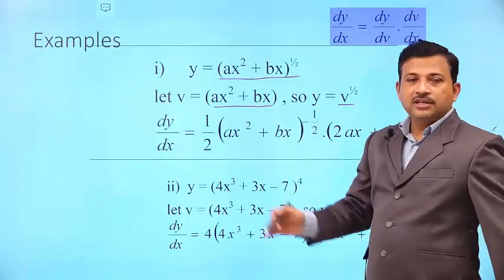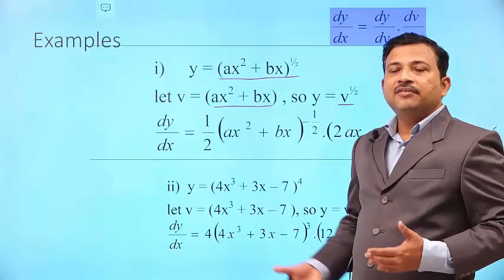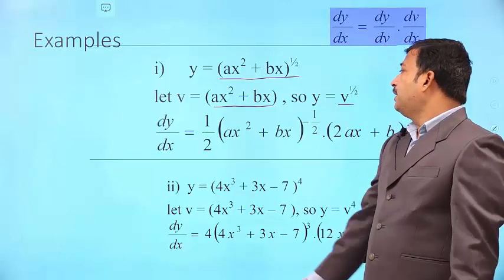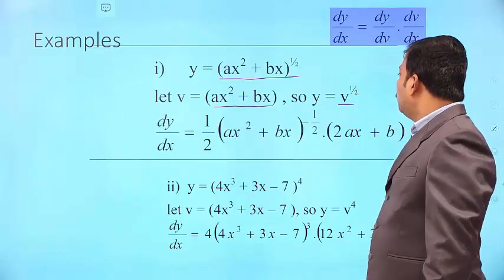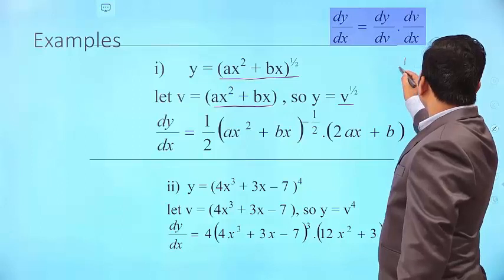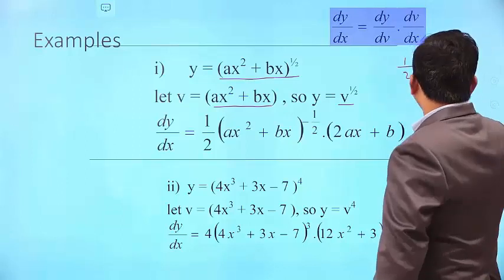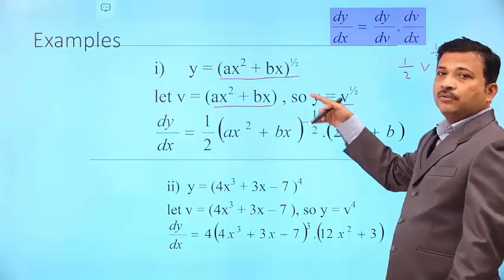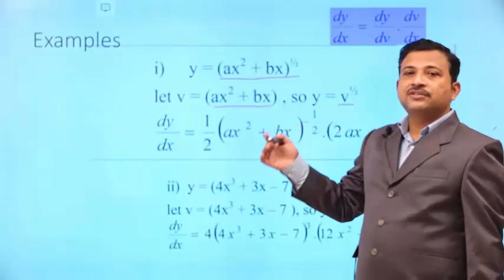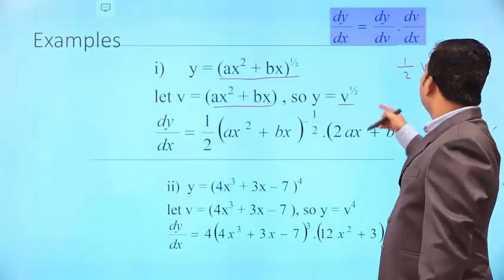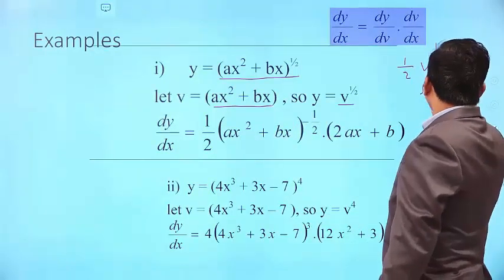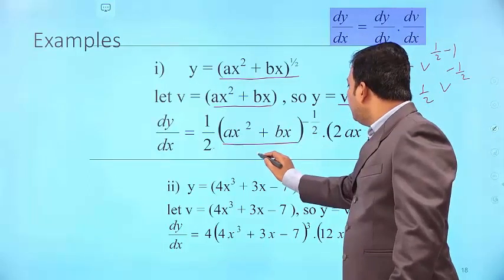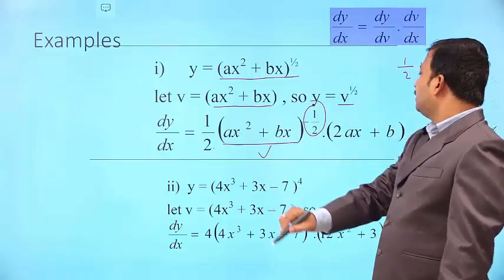In such cases we can use the chain rule, or directly if any function is there, then we can find it out like this. So dy by dx is equal to 1 by 2 into v to the power 1 by 2 minus 1. This is nothing but the power rule: x to the power n is n into x to the power n minus 1. So half into v to the power half minus 1, right? So this is nothing but half into v to the power minus half. Is it clear?